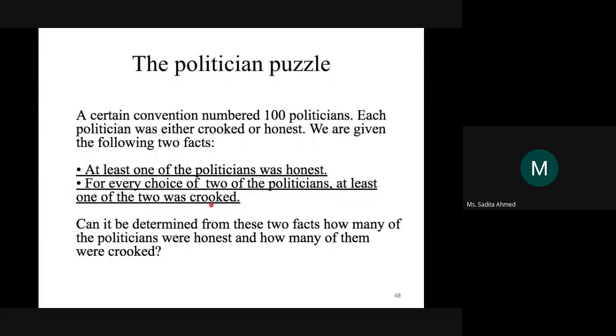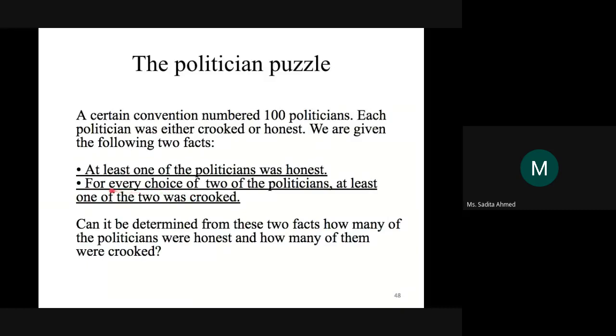Think about these statements. When will the second statement be true? For every possible choice. This will be true when at least one is crooked. The second statement doesn't say anything about any condition on at least one honest or anything like that.